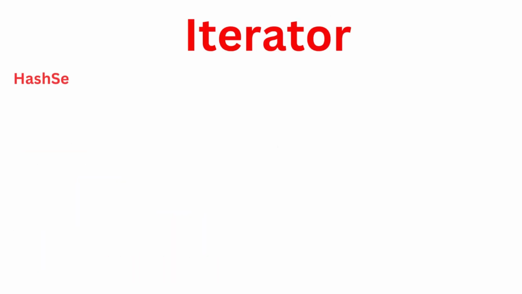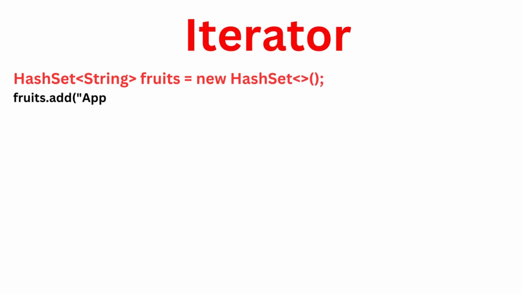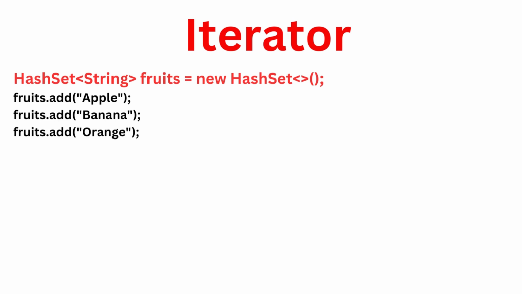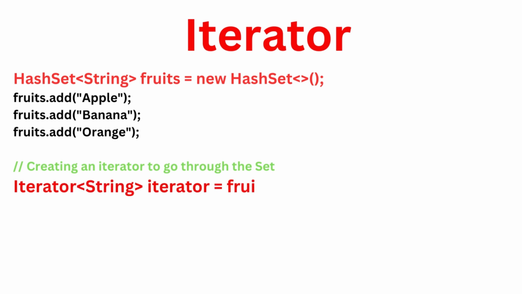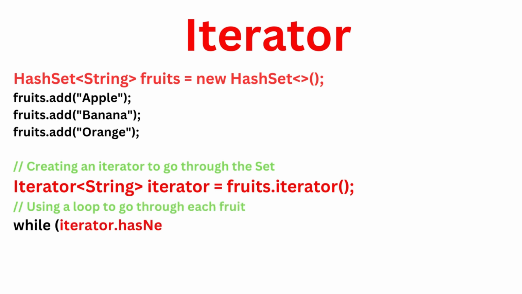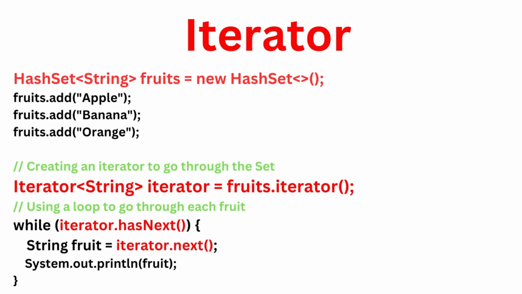We can use an iterator also. HashSet<String> fruits = new HashSet<>(). Set is created. Adding some values in our set: apple, banana, orange, and creating an iterator, applied on the fruits. Iterator<String> iterator = fruits.iterator(), where iterator is the variable name and fruits is our set name. And in the while loop, hasNext is a method that runs as long as our set contains elements, and we are using iterator.next to get all the elements one by one.